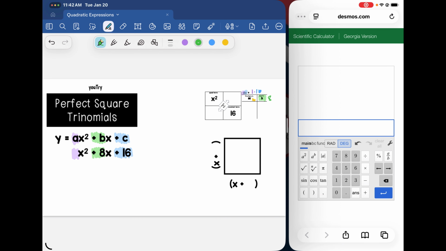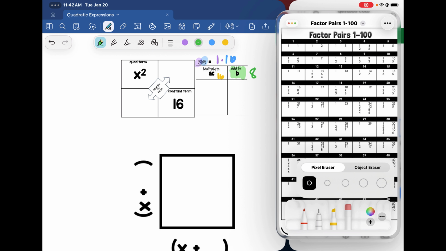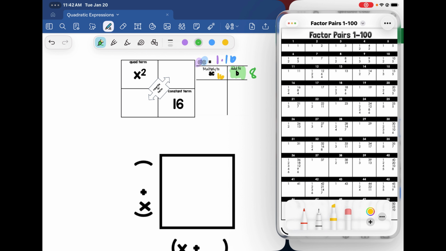So I pull out my factor pair list and I find a times c, which is 16. And I want two numbers that will add up to 8. What are those two numbers? Hopefully you said 4 and 4. Because 4 times 4 is 16 and 4 plus 4 is 8. All right, so that means I can rewrite 8x as 4x plus 4x.